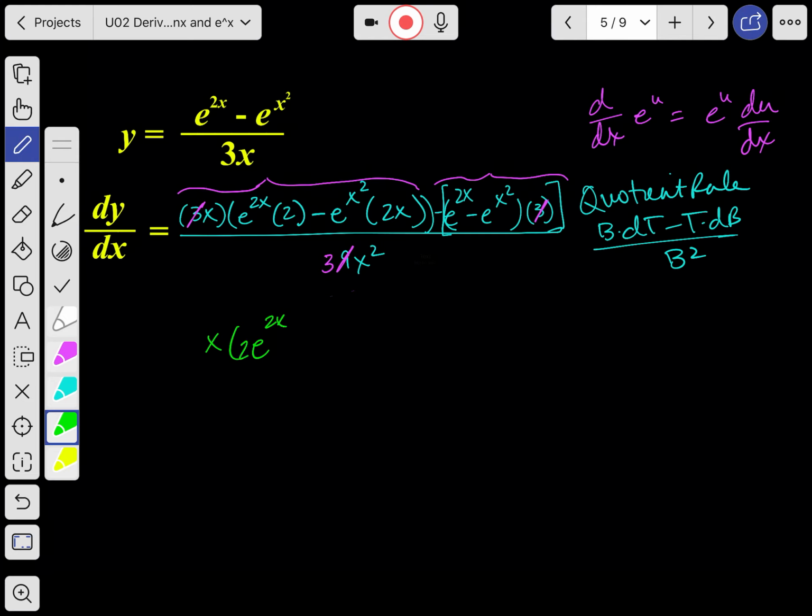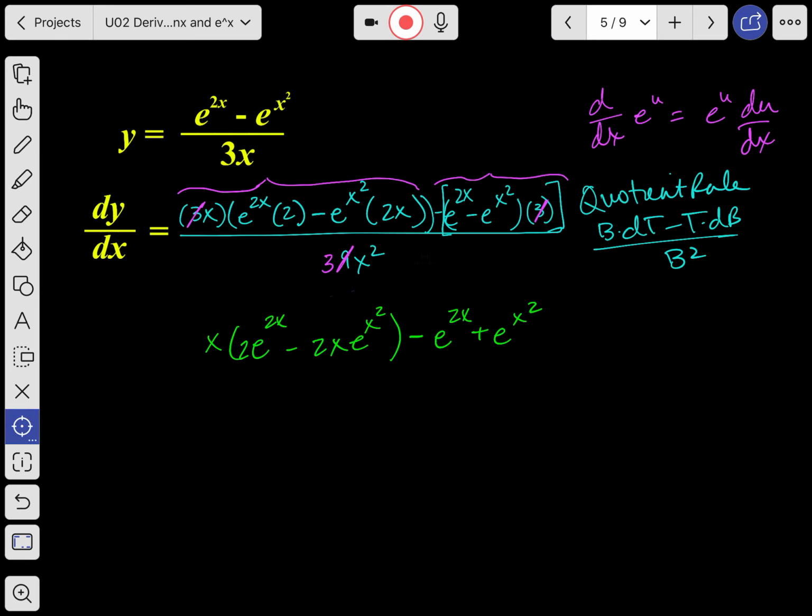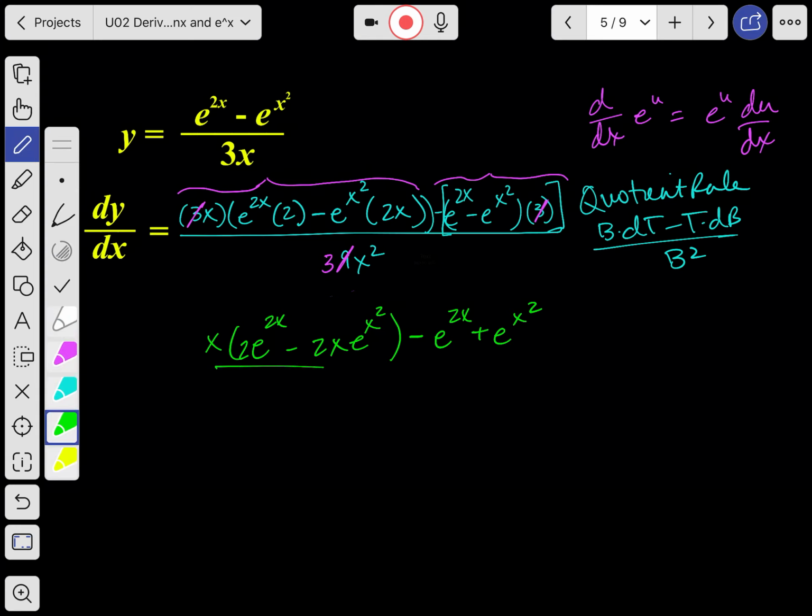and maybe move that 2 in front, minus 2x e to the x squared, just to clean this up a bit. And then minus e to the 2x plus e to the x squared if I distribute the negative right in here. And then all divided by, how about 3x squared? And I think that one is fine just like that.